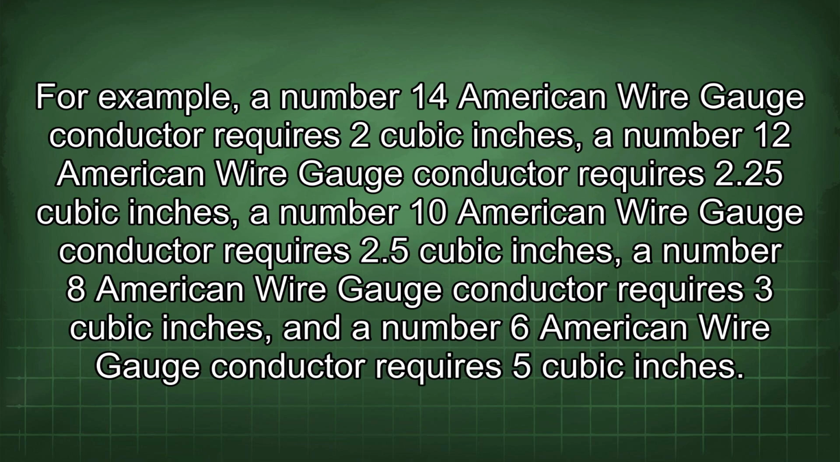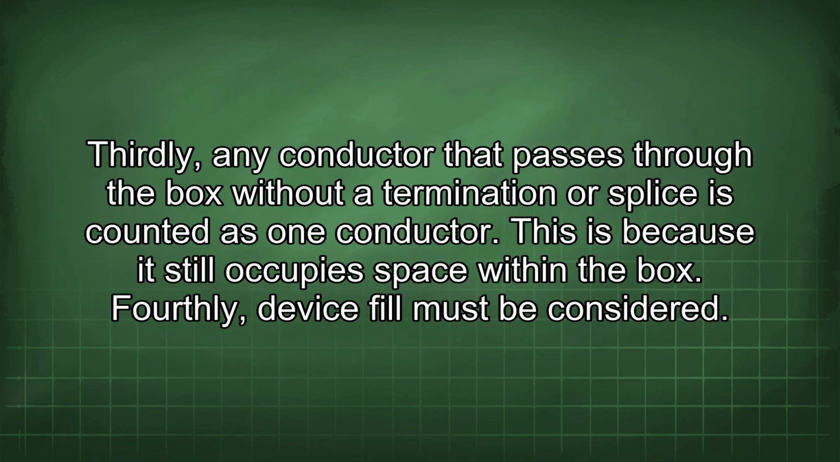For example, a number 14 American wire gauge conductor requires 2 cubic inches, a number 12 American wire gauge conductor requires 2.25 cubic inches, a number 10 American wire gauge conductor requires 2.5 cubic inches, a number 8 American wire gauge conductor requires 3 cubic inches, and a number 6 American wire gauge conductor requires 5 cubic inches. Thirdly, any conductor that passes through the box without a termination or a splice is counted as one conductor. This is because it still occupies space within the box.